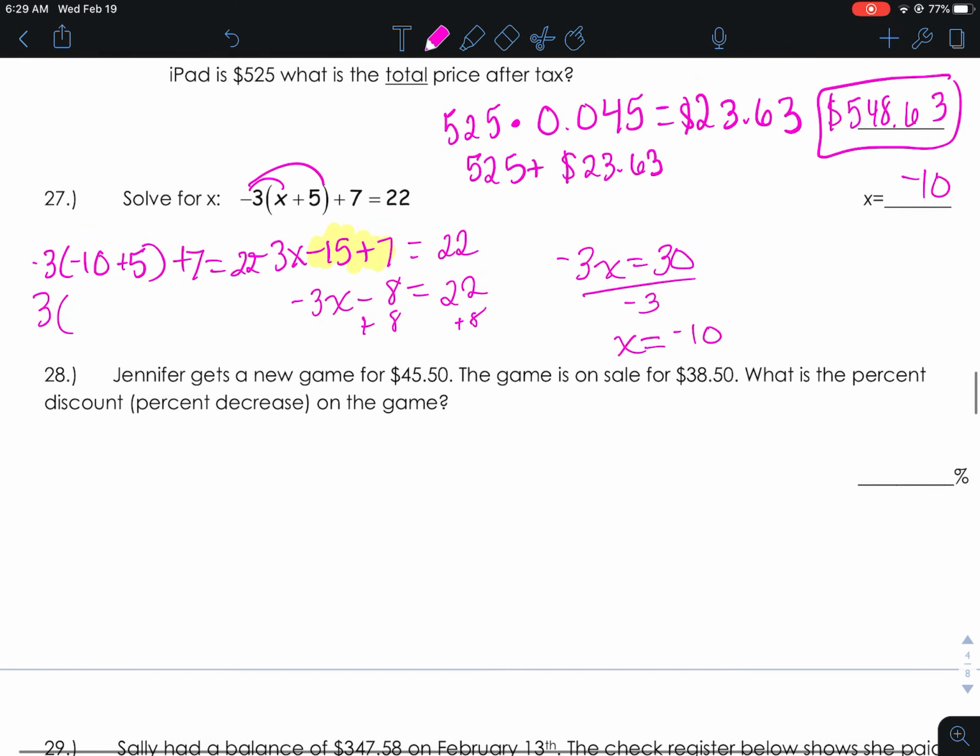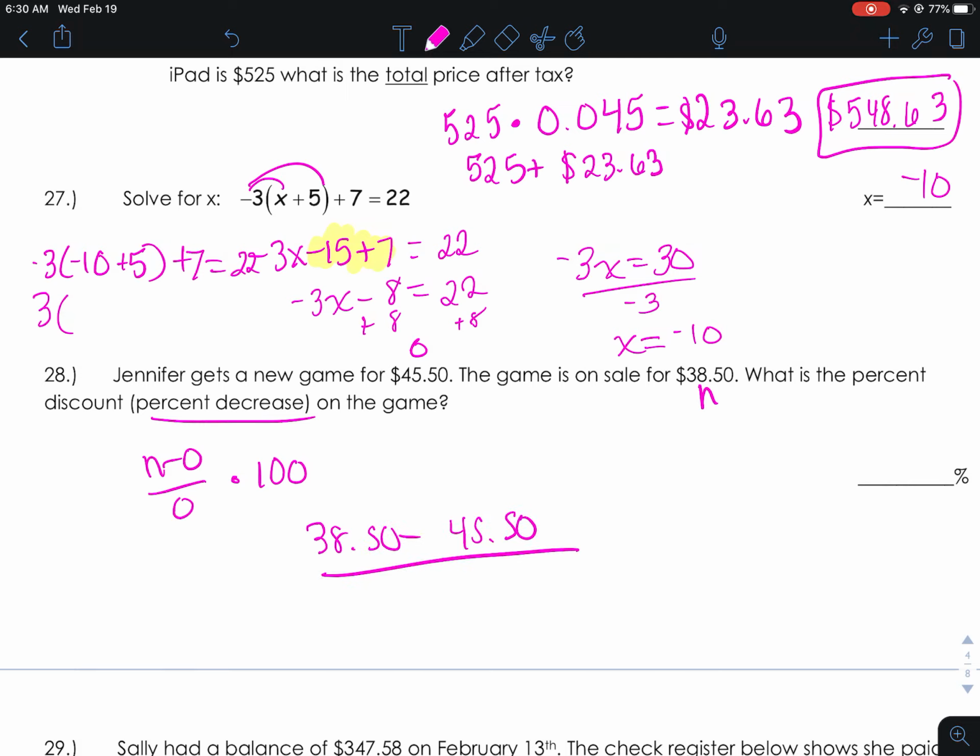The next one, or the last one for this section, she gets a new game. The game is on sale for $38.50. Find the percent discount, or percent of decrease, of the game. So anytime it says percent decrease, we're going to use new minus old over old times 100. The new price is $38.50, and the old price was $45.50. So you're going to do $38.50 minus $45.50 over $45.50.